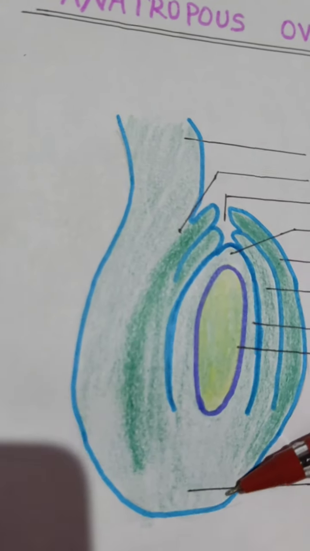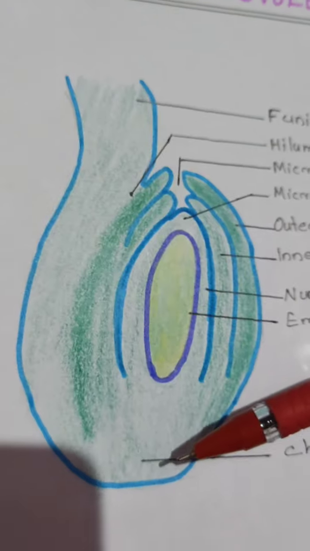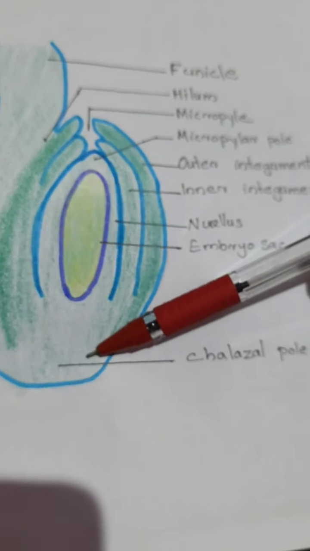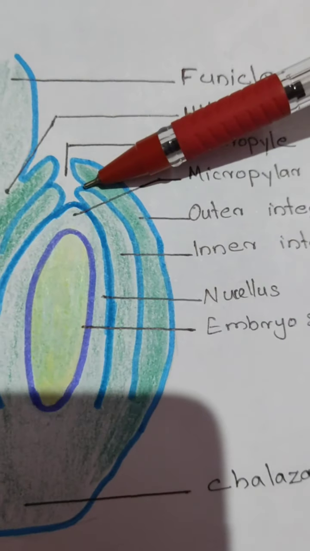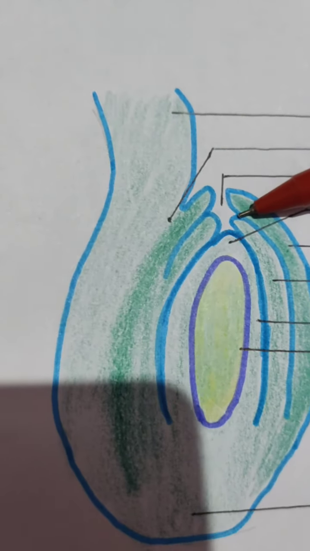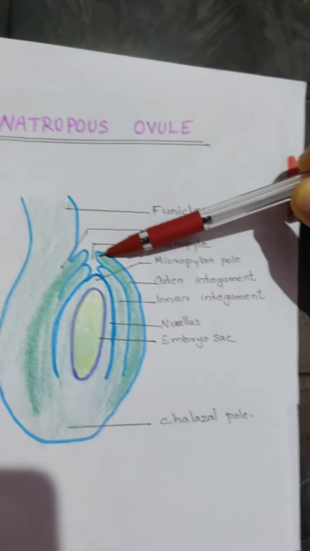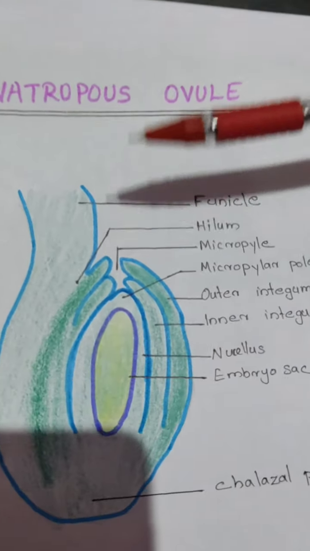The basal part of the ovule is the chalaza. This region is called the chalazal pole. The basal region is the chalazal pole, and the top region is the micropylar pole. In the top region we can see a small opening that is called micropyle.